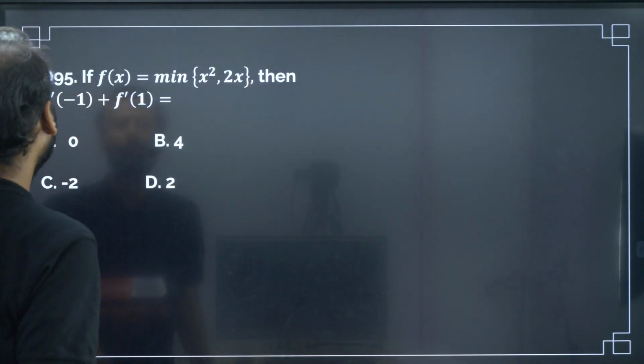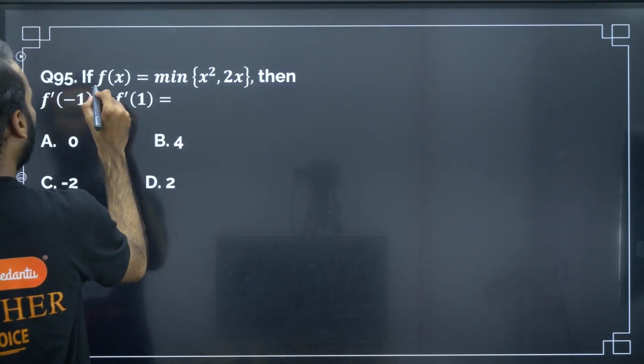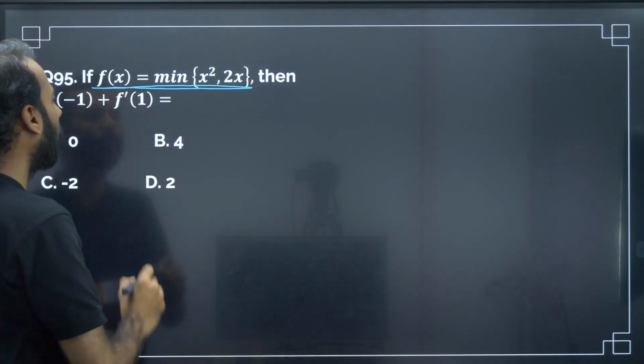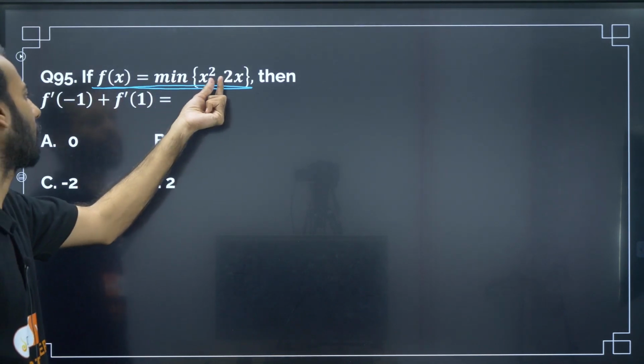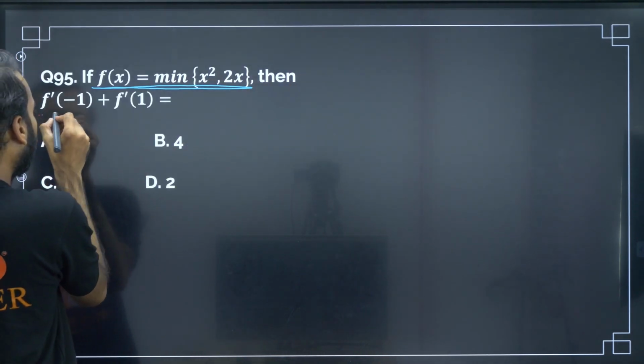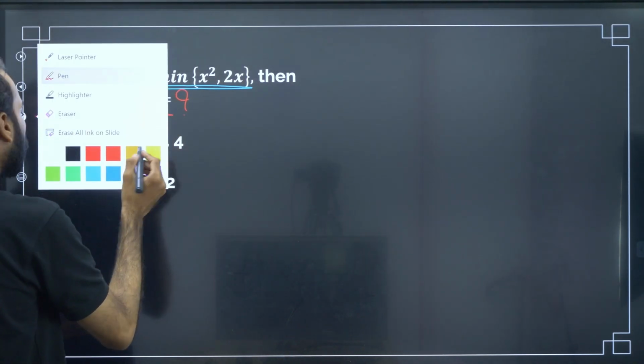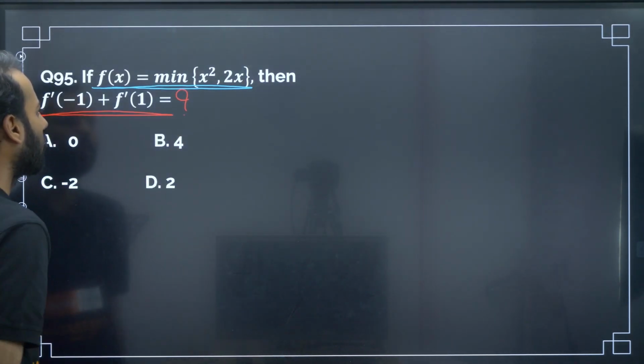If f(x) is equal to this, they have defined one function, with only the minimum of x² and 2x. Then what are they asking? They are asking to find f''(x) of this, they are interested in this value. Now how to approach this? With basic knowledge, basic concepts only.